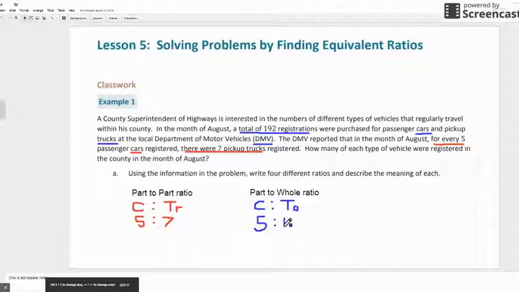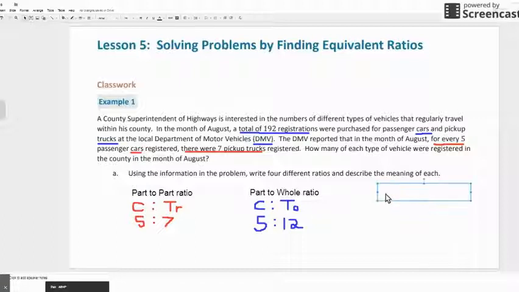So we had to do a little math there. We had to do a little addition, but there is your part-to-whole ratio. Now there's one other type of ratio, and this is called a whole-to-part ratio. Well, this is taking the whole number again, the whole number of 12, or the total. Let's go ahead and use green this time.